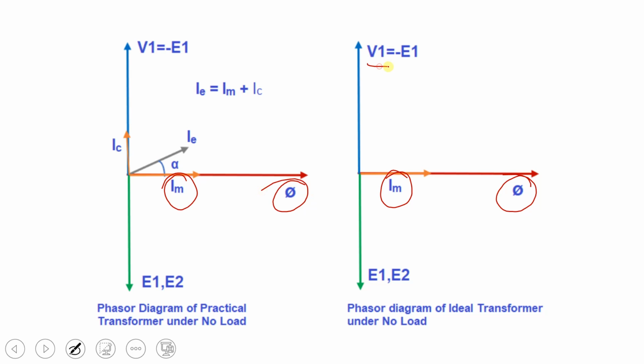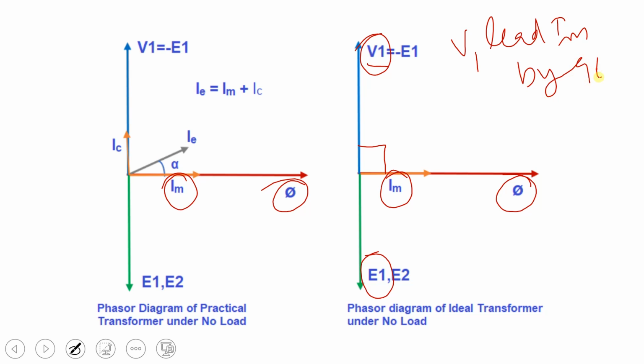Same here, Im is in phase with phi. Here V1 is equal to negative E1, so that's why we are drawing it here on the opposite side. Because in the case of an ideal transformer, Im lags behind V1 by an angle of 90 degree, or we can say that V1 leads Im by 90 degree.